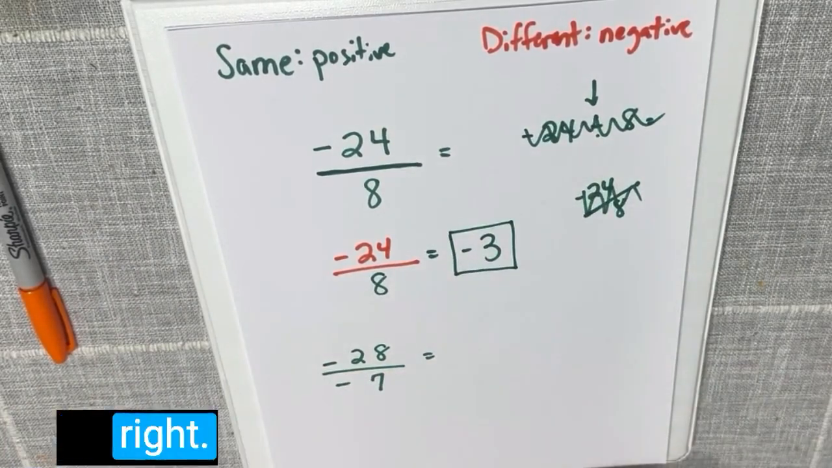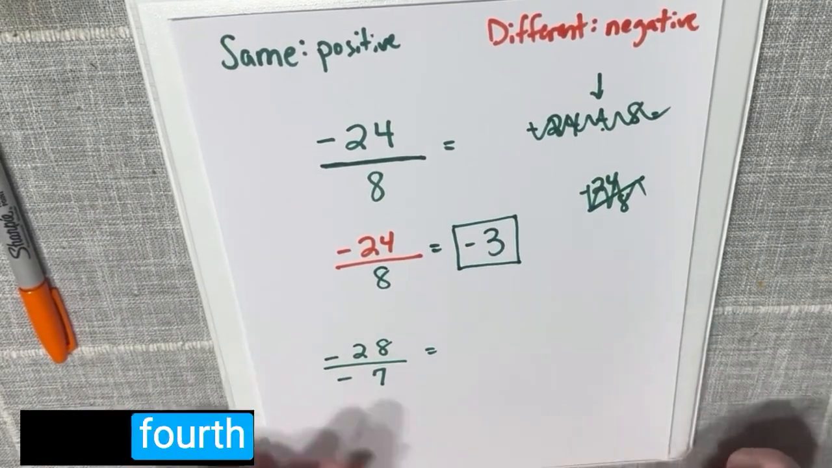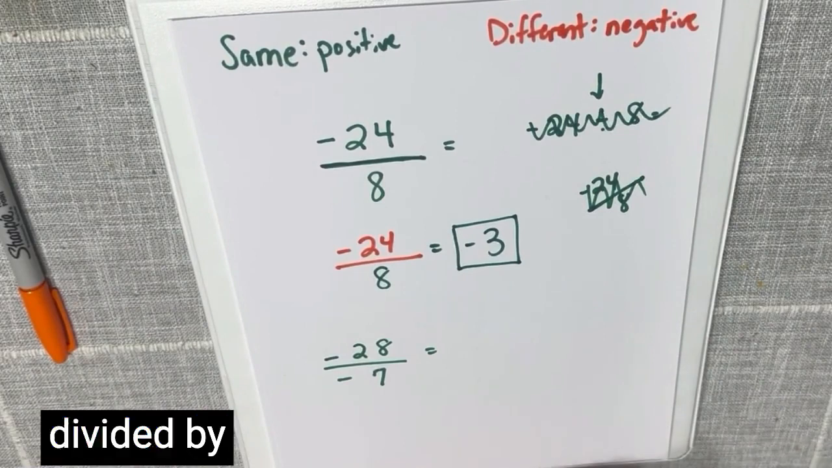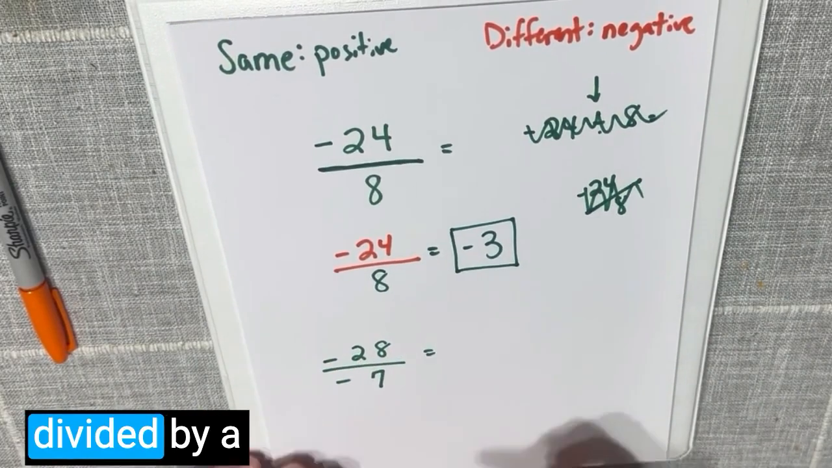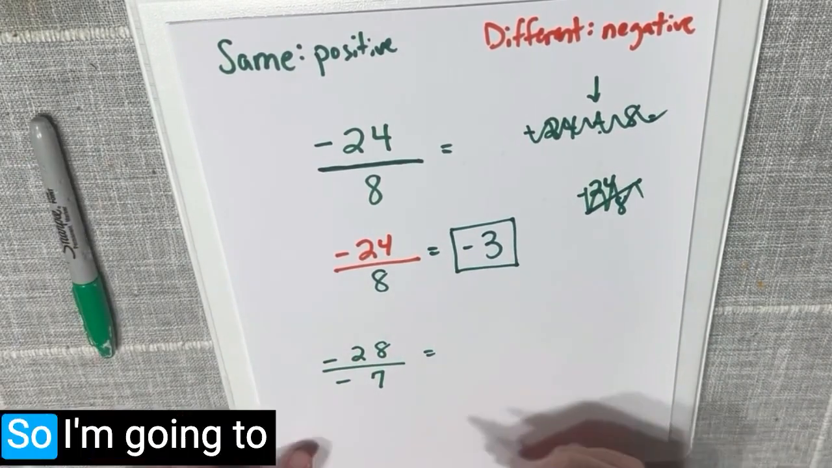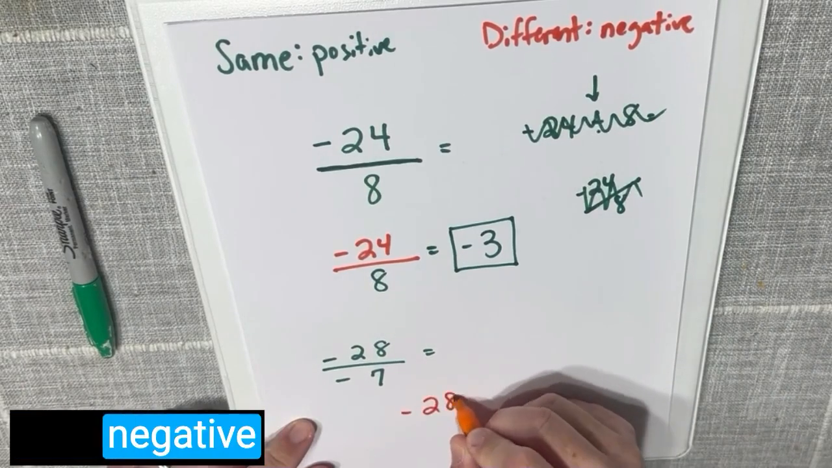Here we go. All right, so I'm jumping down here to the fourth question. I have a negative 28 divided by, there's that bar, divided by a negative 7. Okay, so I'm going to rewrite these in orange because they're both negative numbers.